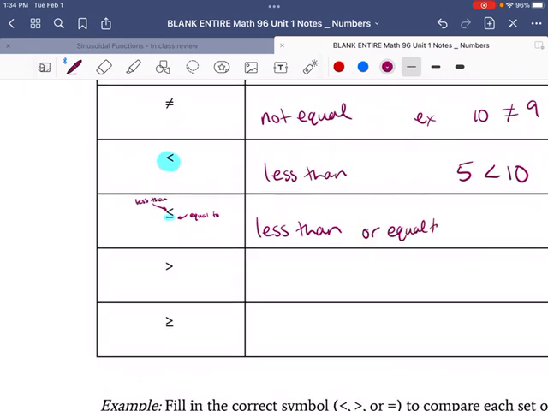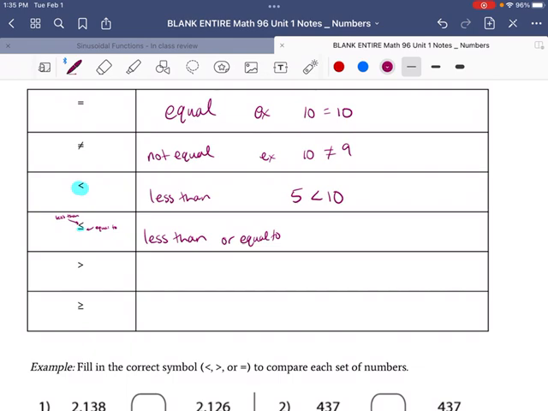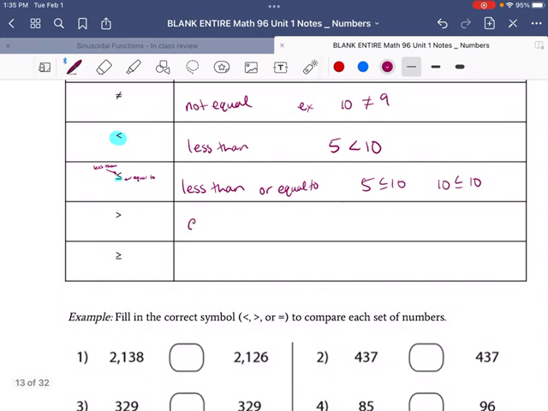So you could have 2 cases here. You could have 5 is less than or equal to 10. 10 is also less than or equal to 10. This one is greater than. For example, 10 is greater than 9. And greater than or equal to.